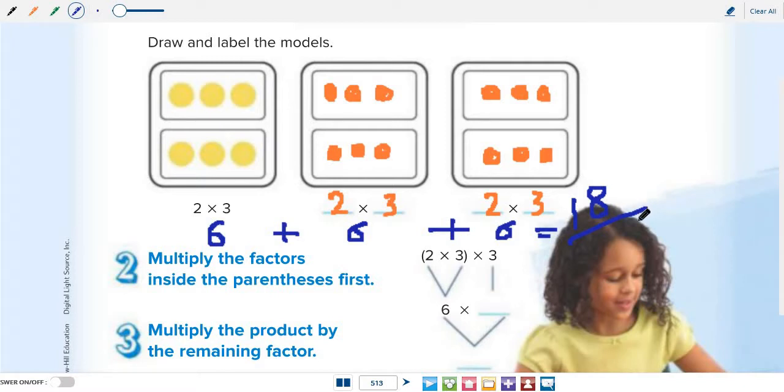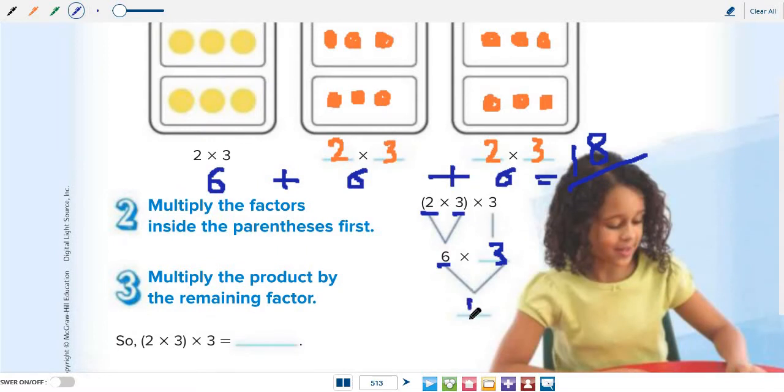But to find this product without using counters, first find the product of the factors within the parentheses. Let's see how. Here we have 2 times 3. The product of these 2 factors is 6. Now we need to multiply 6 times the third factor, which is 3. So 6 times 3 equals 18. So the product is 18. Simply, we get the same answer. So 2 times 3 equals 6. 6 times 3 equals 18.